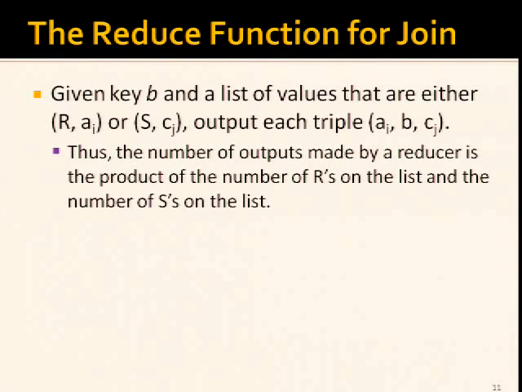So you're going to get the product of the number of values from R and the number of values from S. And what you generate, of course, will be, for each pairing, the A value from R, that's A sub I, and then B, the key value, always appearing in the middle, and then the third will be whatever the value from S is.